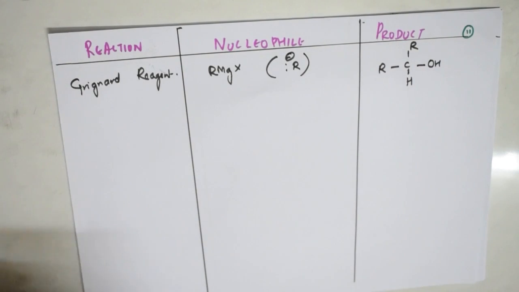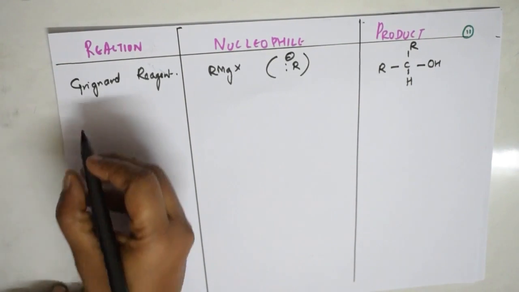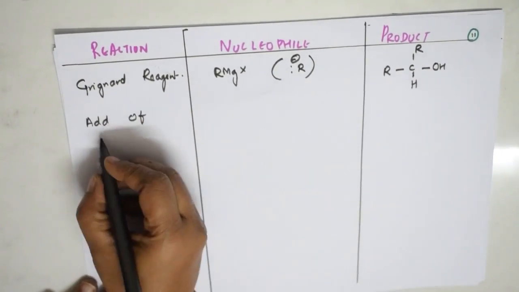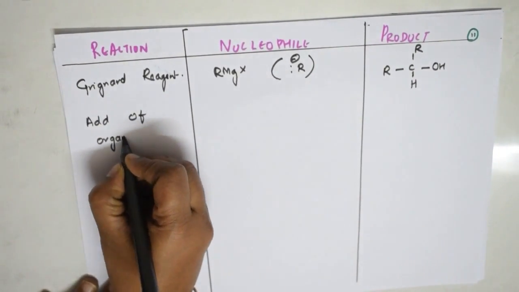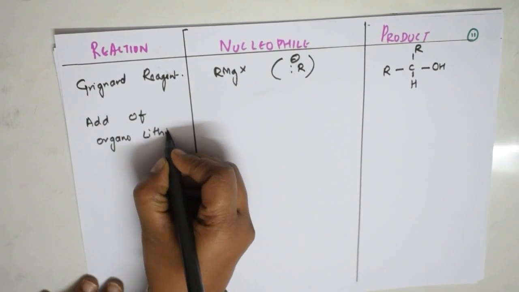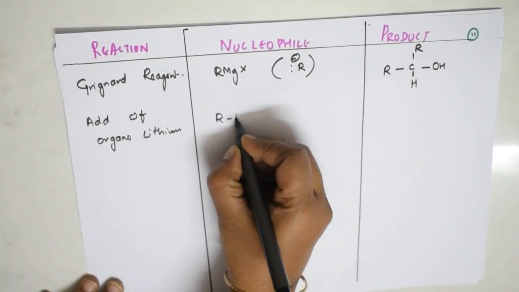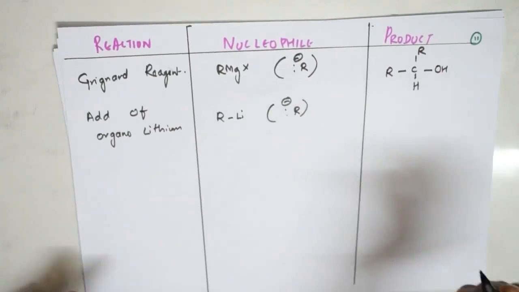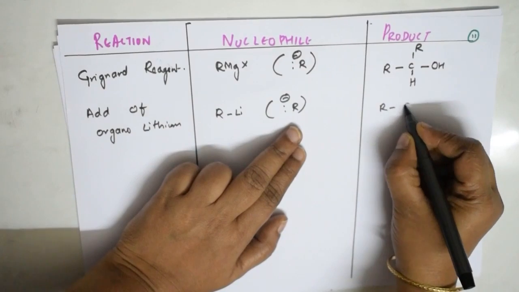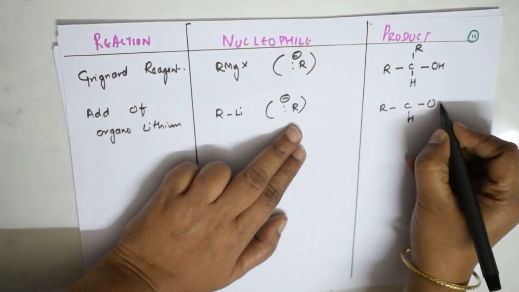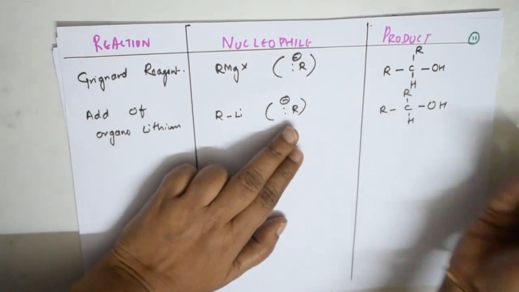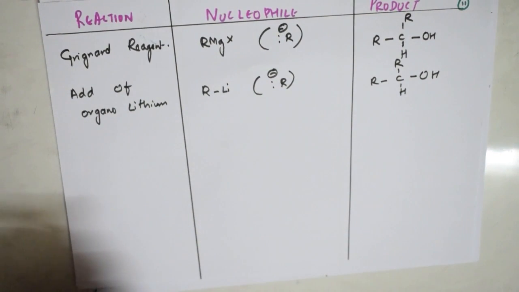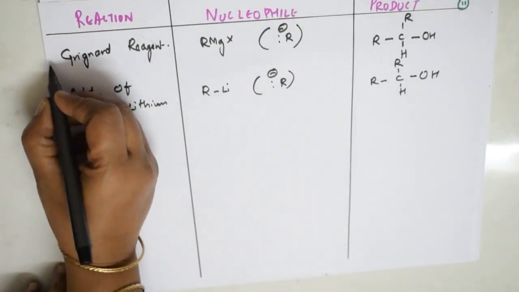And next thing, let us add one more, the addition of organolithium, right? Organolithium is nothing but RLi. In this, what is a nucleophile? Again, it is an alkyl group. So what product do you get? You're going to write R, CH, OH and in the nucleophile place R. Simple, isn't it? Right.